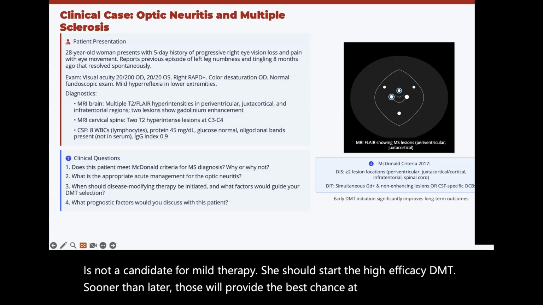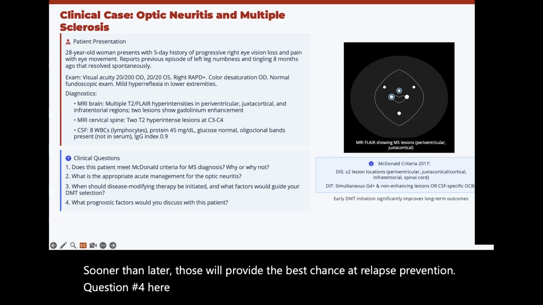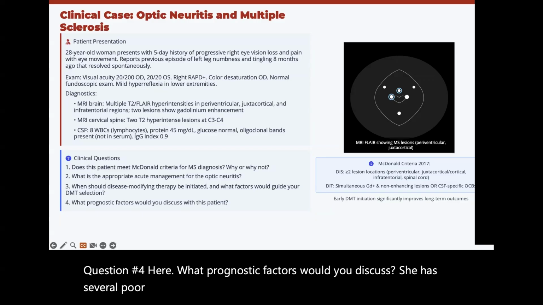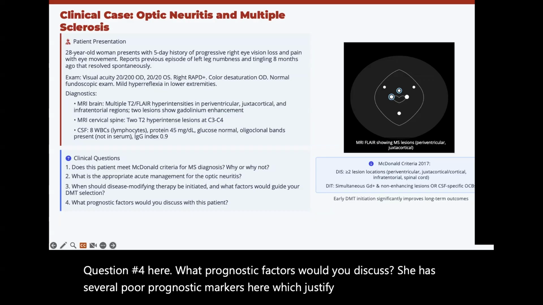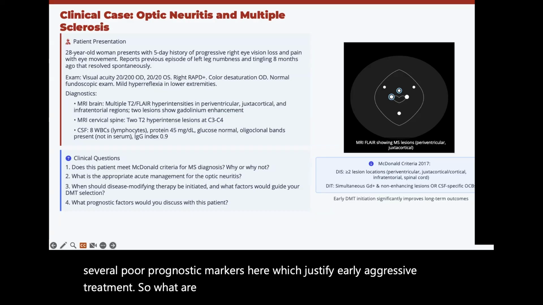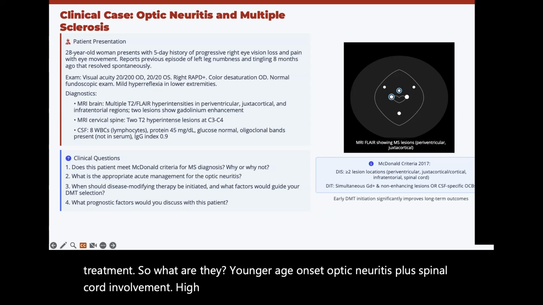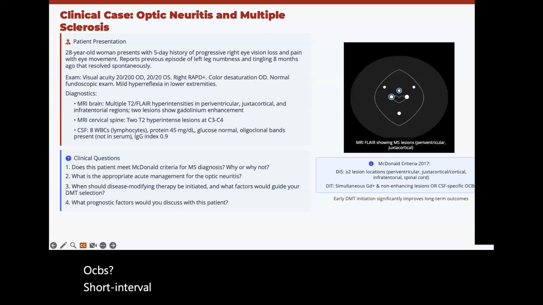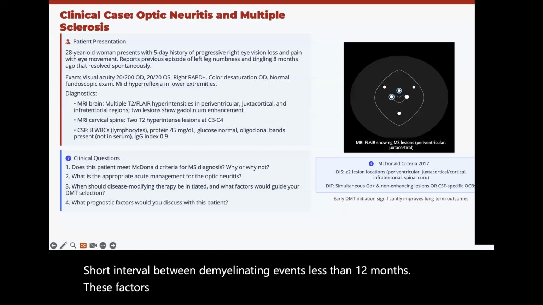Question number 4 here. What prognostic factors would you discuss? She has several poor prognostic markers here which justify early aggressive treatment. So what are they? Younger age onset, optic neuritis plus spinal cord involvement, high T2 lesion burden, early enhancing lesions, positive OCBs, short interval between demyelinating events less than 12 months. These factors predict faster disability accumulation without treatment.